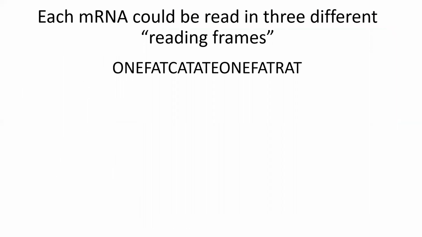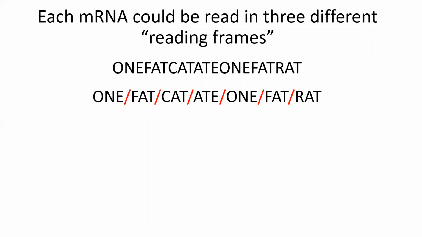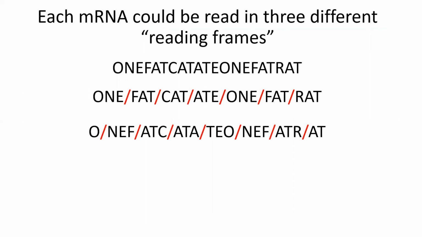So remember, our mRNA is read in 3 different reading frames. So one codon is 3 different nucleotides. If you were a ribosome trying to read this mRNA sequence, it would look something like this, where you have 1 fat cat ate 1 fat rat. It would not read it like this. And you can see how if you just shift it over by 1, then it doesn't quite make sense anymore.